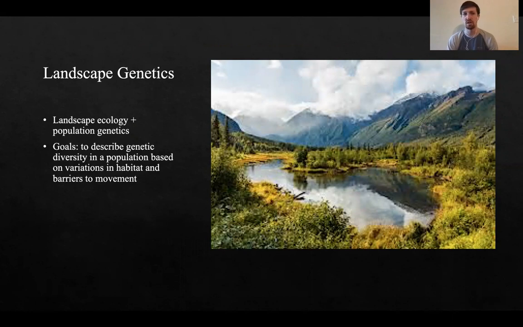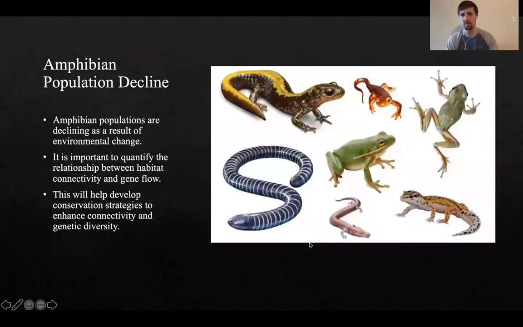My goal was to use landscape genetics to quantify both the genetic diversity of the population and the level to which the variation in habitat and barriers to movement affect that diversity.